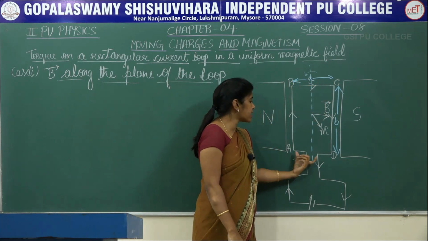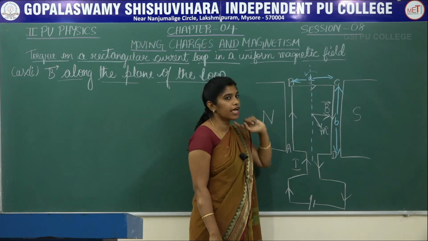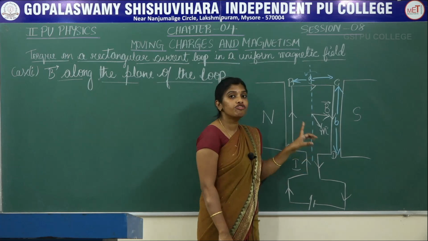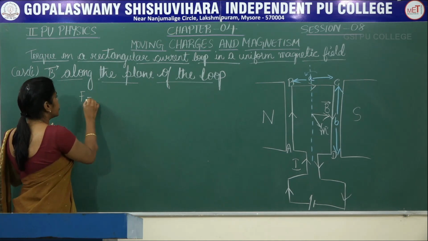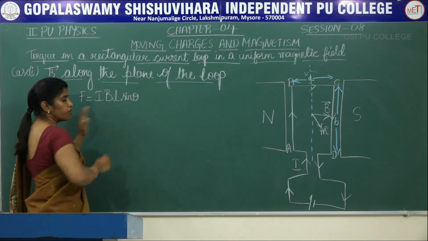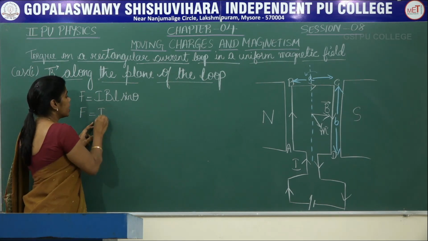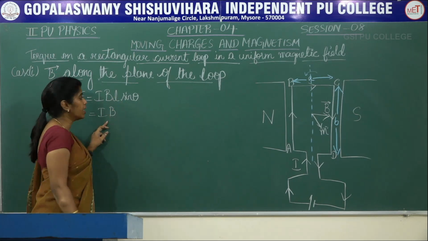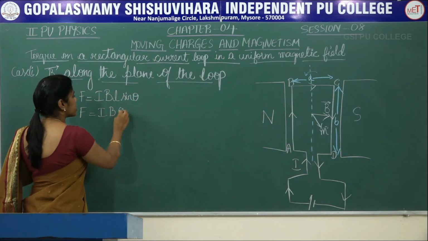Now considering the side AD. AD is the side which has length A. AD and BC have length A, and the force on these sides will be F equal to I B L sin theta. This is the formula. Let us use this in this rectangular loop, where I is the current in this rectangular loop, B is the magnetic field. Coming to the length of both AD and BC is A, therefore I am going to write this as A sin theta.